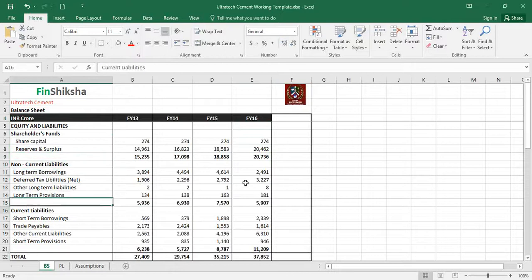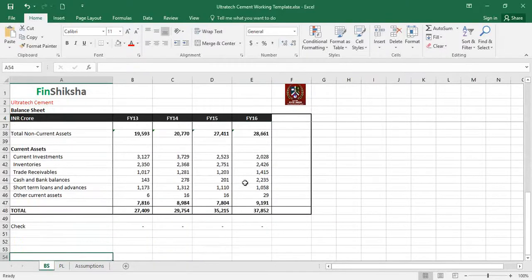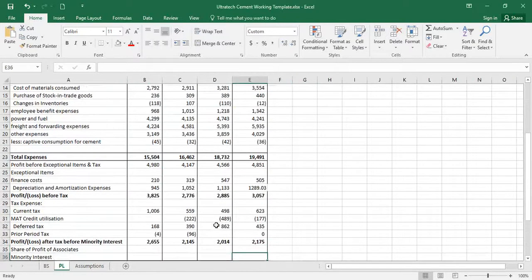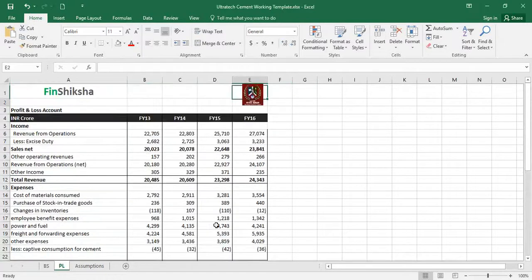This is the balance sheet. The numbers are in INR crore, and we have the balance sheet data here. We also have a P&L here, and again these numbers are in INR crore, and the profit and loss statement of this company is mentioned here, for the last 4 financial years. That's basically the crux of how we are going to build this model.